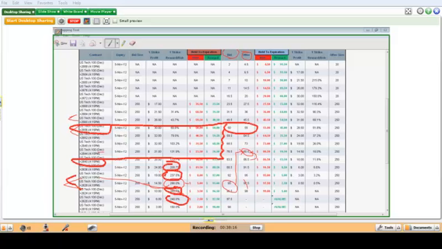Why does time decay affect binaries? Well, the main reason time decay affects binaries is because at expiration, what do they have to be? They have to be either 100 or they have to be 0. So the closer you get to expiration, the faster they have to move to get there.